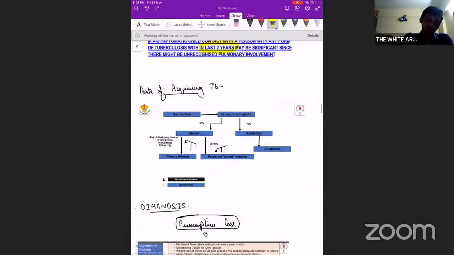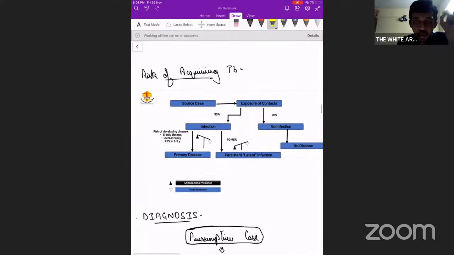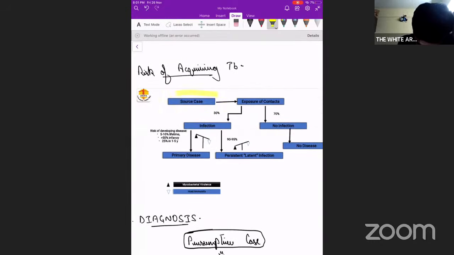Fine. Now let's see what is the risk of acquiring tuberculosis. A child has come in contact with a person who is suffering from infective tuberculosis. Will everyone end up getting the disease? No, as discussed before, not all get the disease. So what is the risk? If we have a source case and there is exposure to the contacts, 70% of them will not get infected itself, so there is no question of disease taking place, correct? The other 30% will get infected.